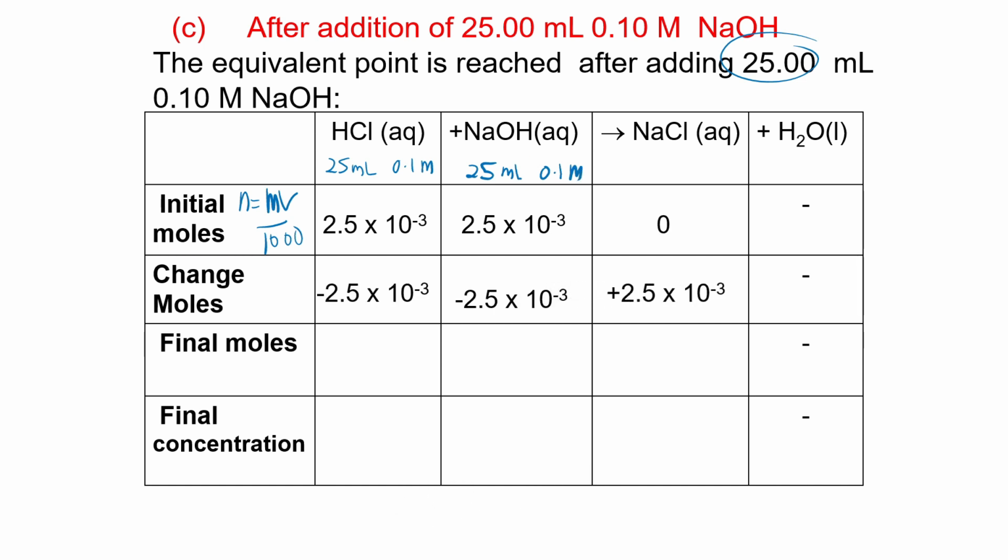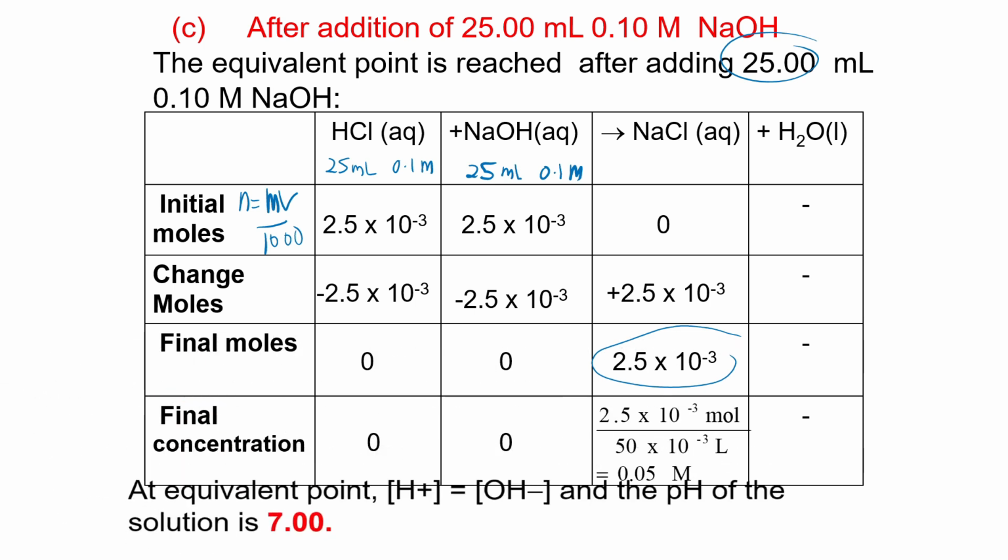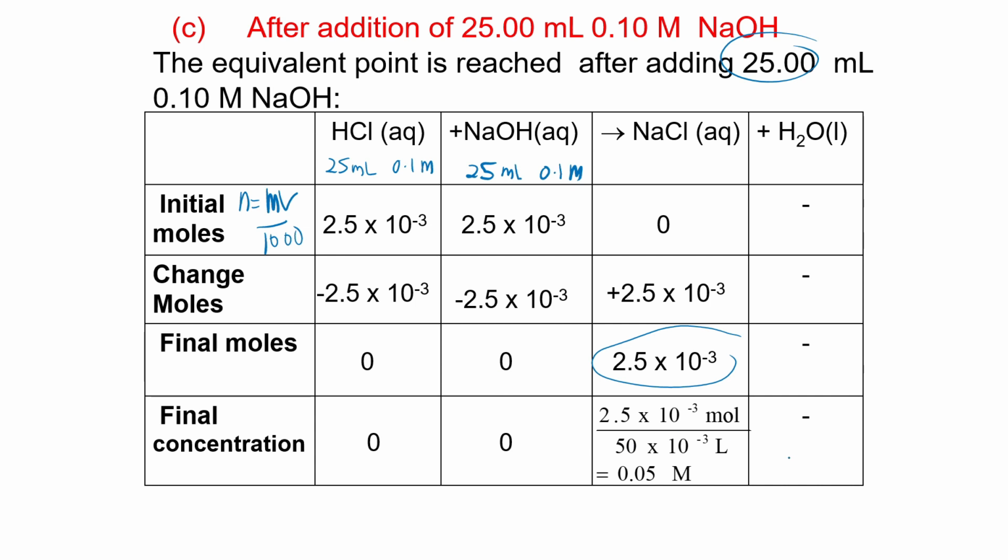So which one is limiting? Mana-mana pun limiting sebab sama. So at the end, final mole we have no more HCl or NaOH. So kita hanya ada NaCl. So NaCl yang ada, okay, divide by total volume. So total volume tadi yang ni 25 ml HCl plus 25 ml NaOH.